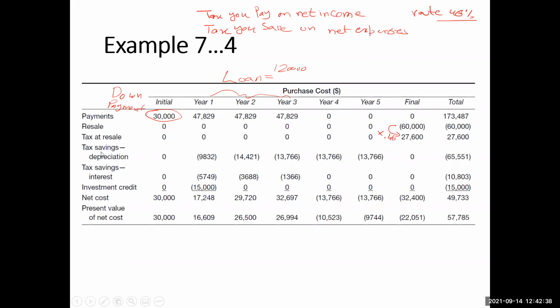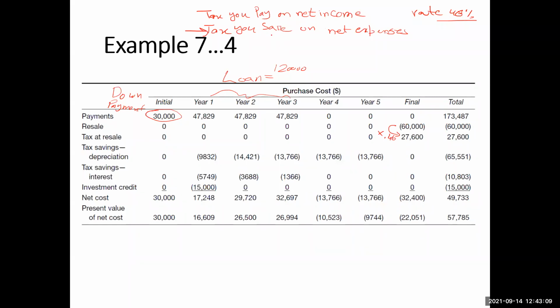Okay, I have explained these first 3 lines. Now I'm going to explain this 4th line. This is the tax saving for the depreciation. So what does it mean? Now you see this line, which I have said earlier: tax you pay on the net income. This is the same over here, $26,600. This is the tax you pay because you had the income.